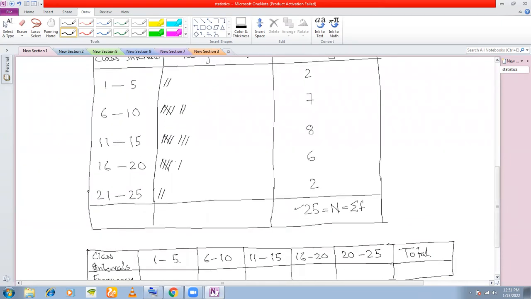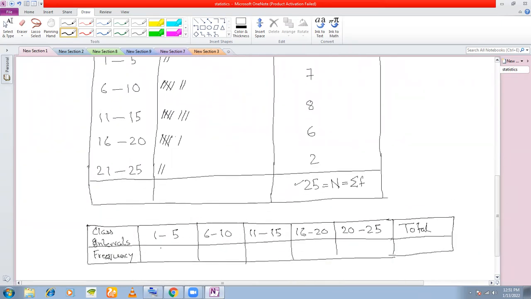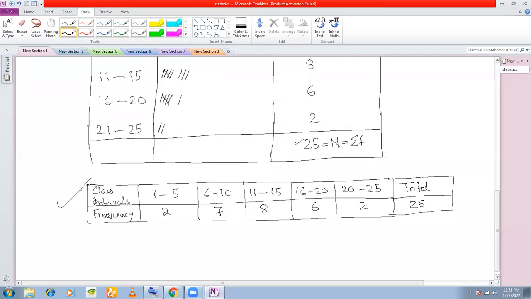So now you write down the frequencies. 1 to 5, your frequency is 2. Next is 7. Next is 8. Next is 6. Next is 2. And your total is 25. This is called a frequency distribution table.